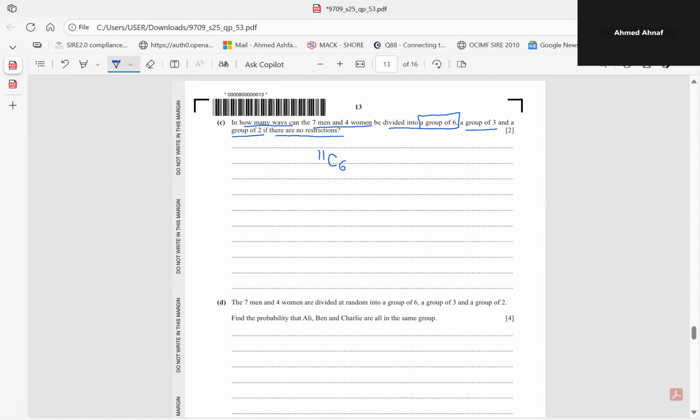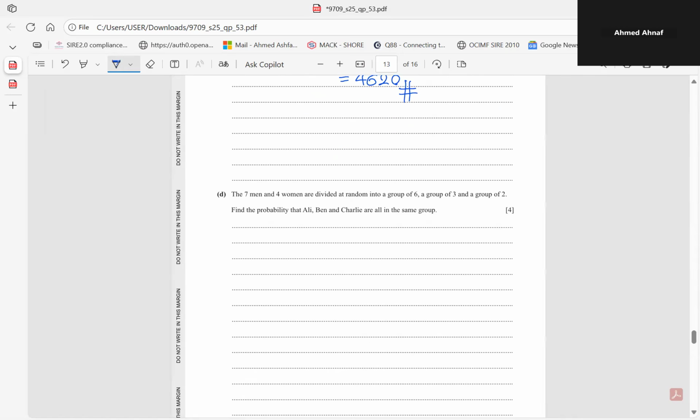So 11 choose 6. And then you multiply by, since you already chose 6 people, you only now have 5 people to choose from. And from those 5 people, you only want to choose 3 to form the group of 3. And finally, you would only have 2 people to form a group of 2. So that's 2 choose 2, or 1. So combining all this together, you would get 4,620. So this is our final answer for this part. Let's head on to the final part.